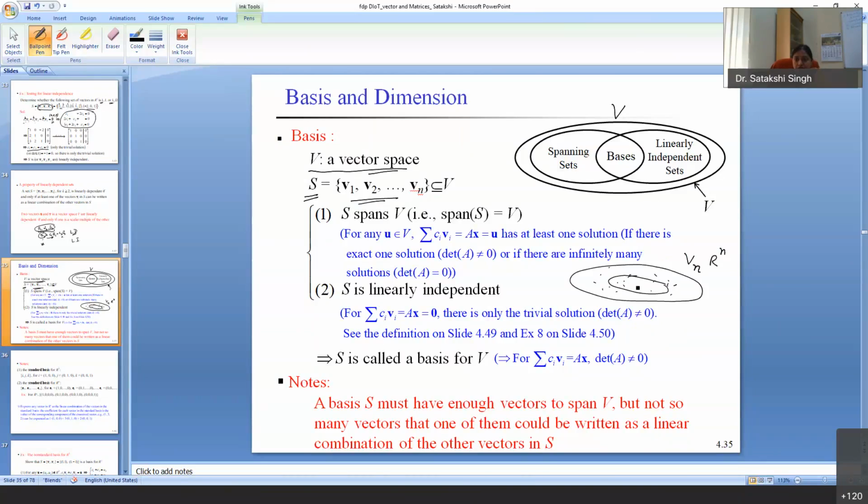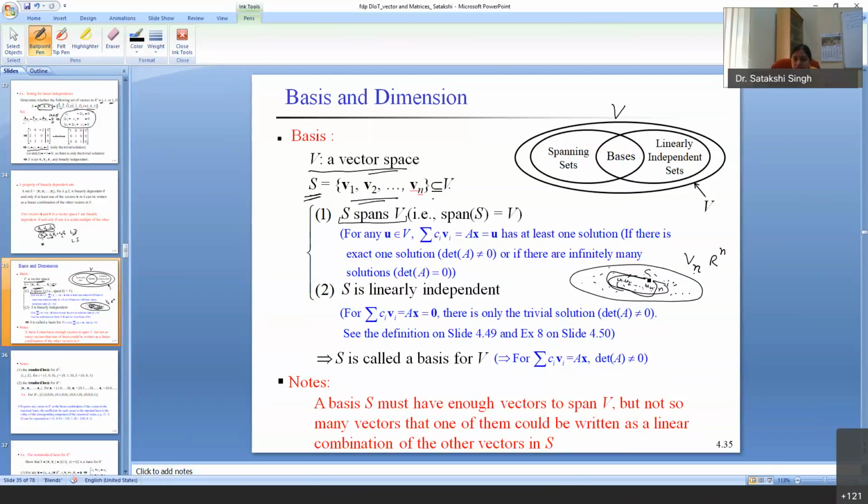You have taken n vectors from this vector space. These are the n vectors, say u1, u2, up to un. N vectors we have chosen from this vector space, and we have given that set the name capital S. So capital S is a subset, or it may be equal to V. And we say that this set of vectors S spans V. Spans V means any other vector inside V can be written as a linear combination of these n vectors only.